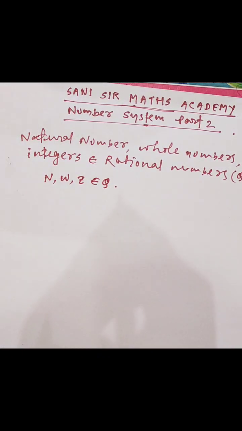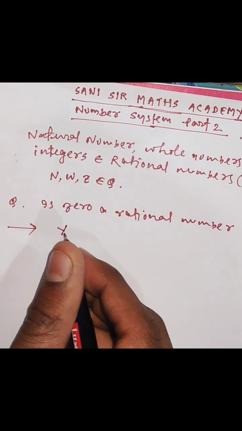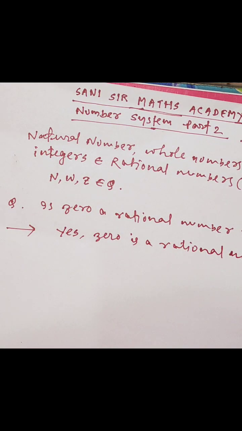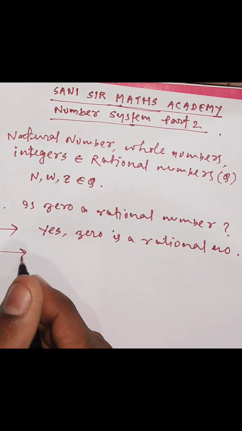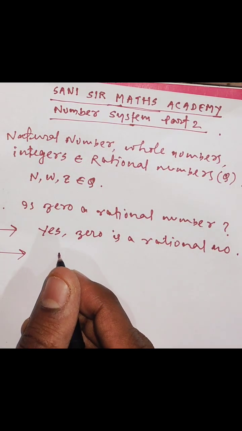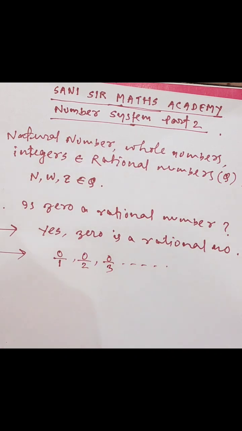So yesterday I left a question for you. Is 0 a rational number? The answer is yes. 0 is a rational number. Three conditions must be satisfied to be a rational number. The first condition was that it should be a fraction. So now the question is, can we express 0 as a fraction? Of course yes, we can write 0 as 0 by 1, 0 by 2, etc.